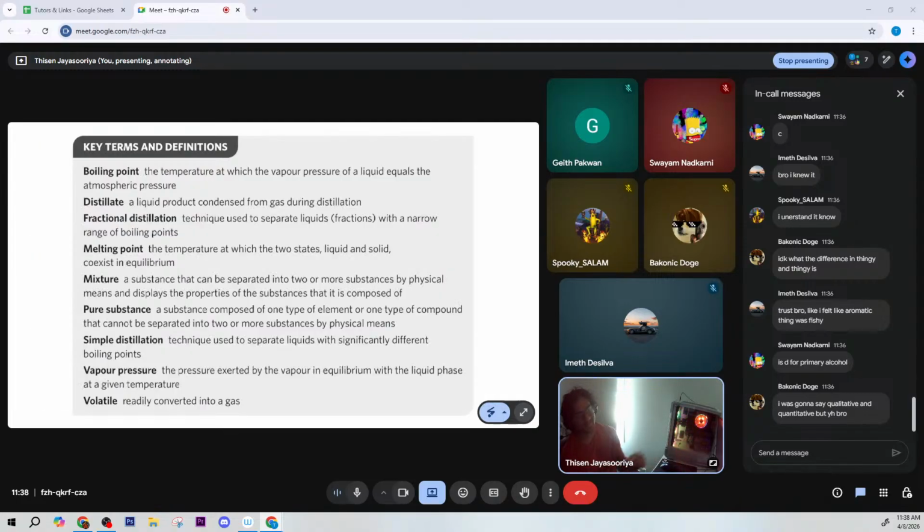Before I start going on about this, I'm hoping you guys know what the boiling point and the melting point are, because this whole section's about boiling point and melting point. Yeah? We'll be discussing the process of fractional and simple distillation.